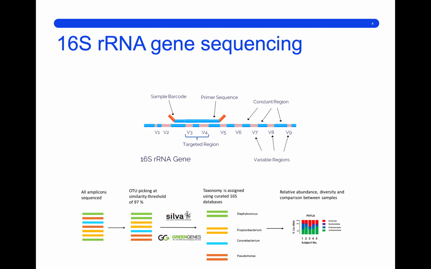Once we have clustered sequences together into things that we think are essentially one biological unit, so from one organism or one species, then we will assign taxonomy by comparing to databases. And then we can do further downstream analyses where we try and understand something about the composition of the microbial community in our particular sample.